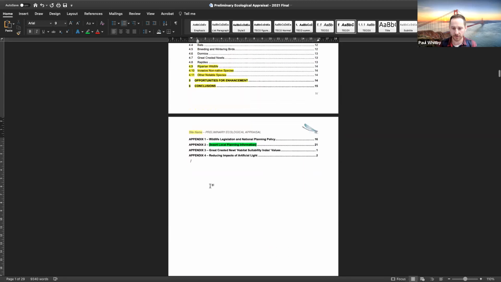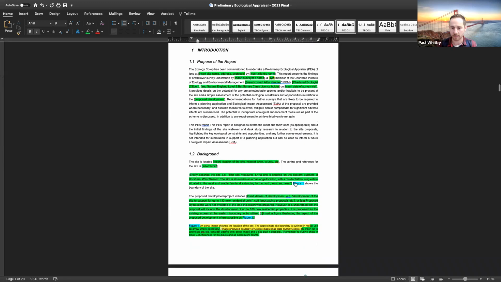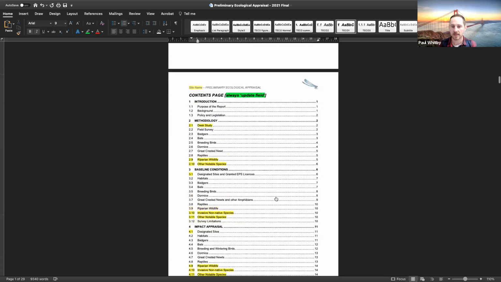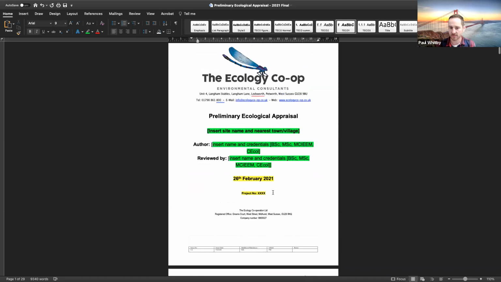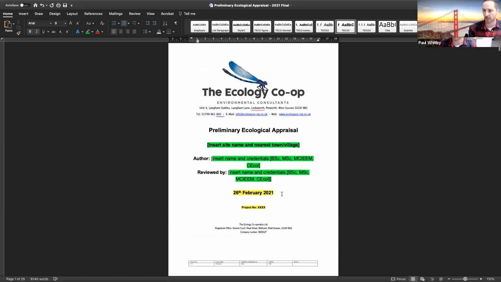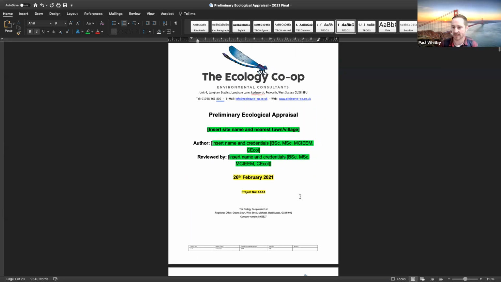And as I scroll through, you will also see some sections here that are in blue. So I'll just explain what that means. Green text is a prompt. I'm obviously being very specific to Ecology Co-op report templates here. It might be very different for your consultancy or one that you might work for in the future, but this is just how we've decided to do things. We've highlighted everything in green that is a prompt. You are to infill text in this section. It might provide an instruction. And text in yellow is example text that might be usable.